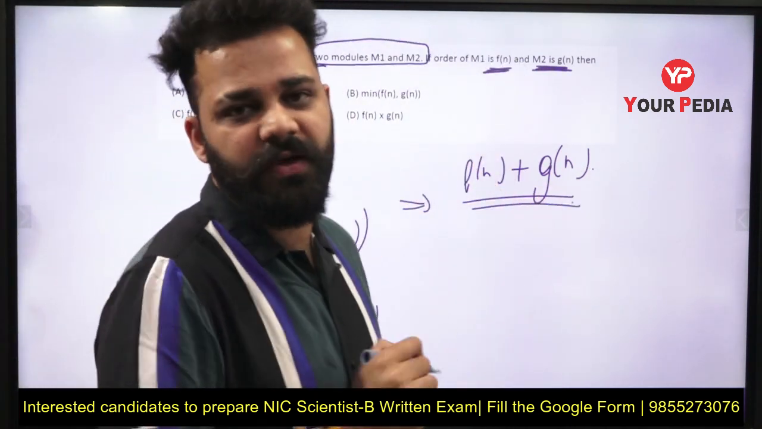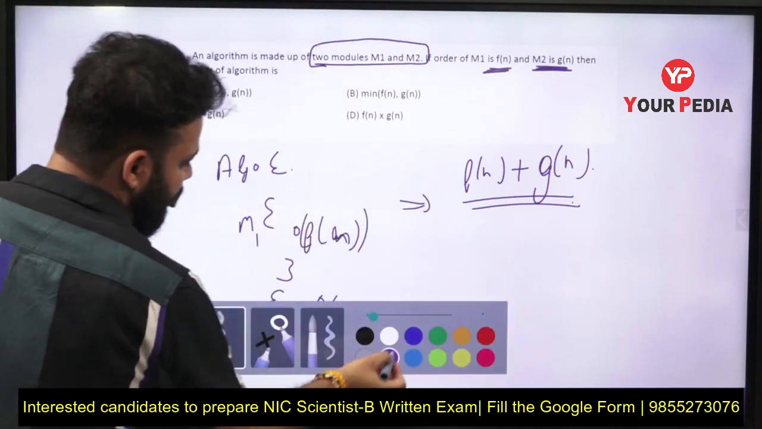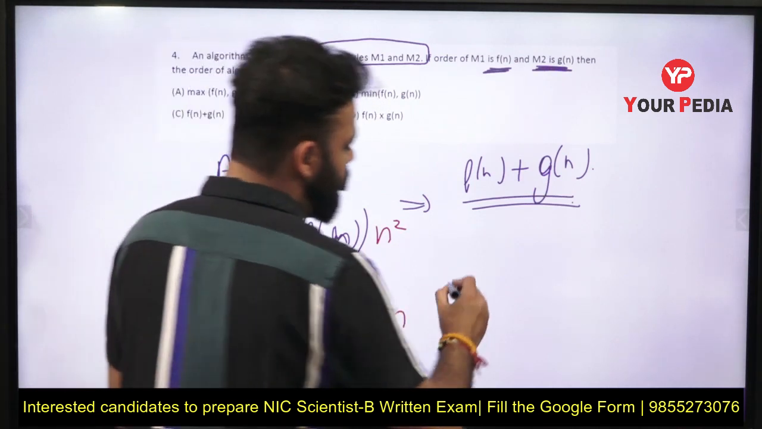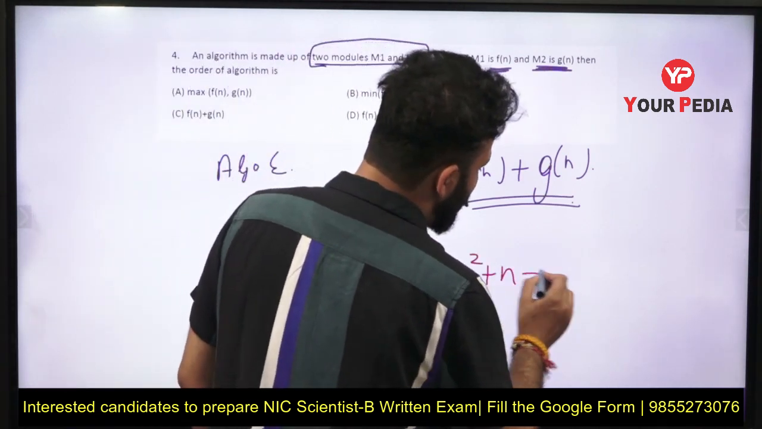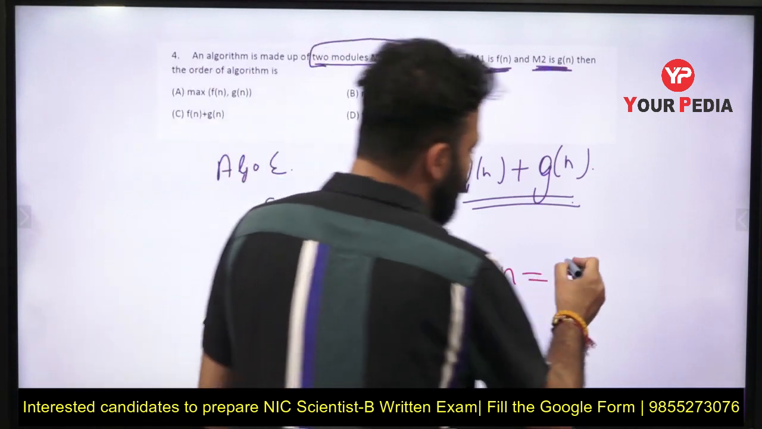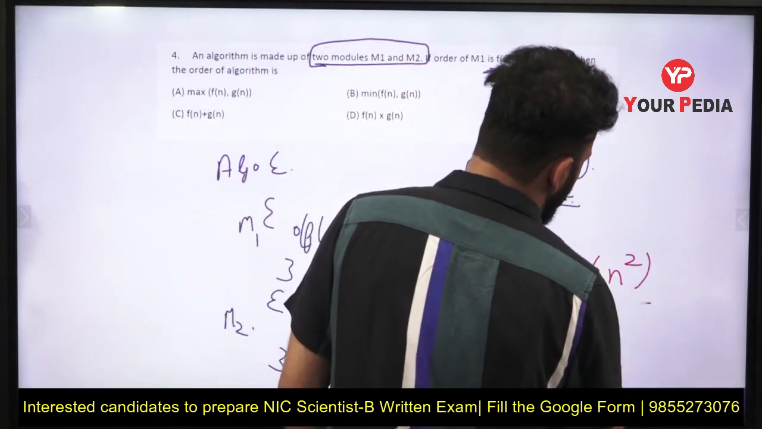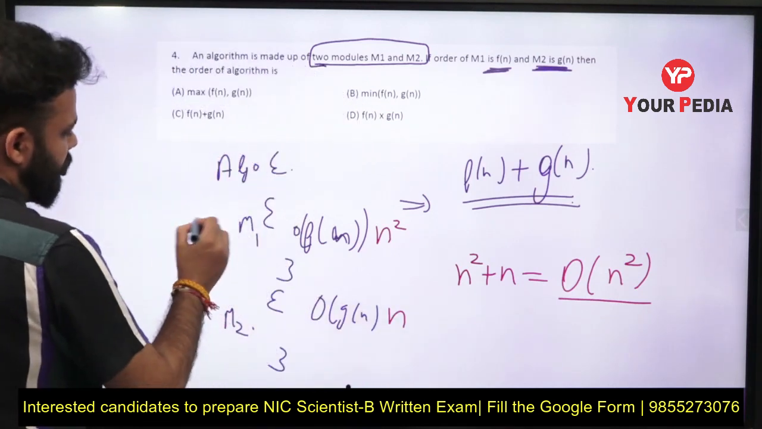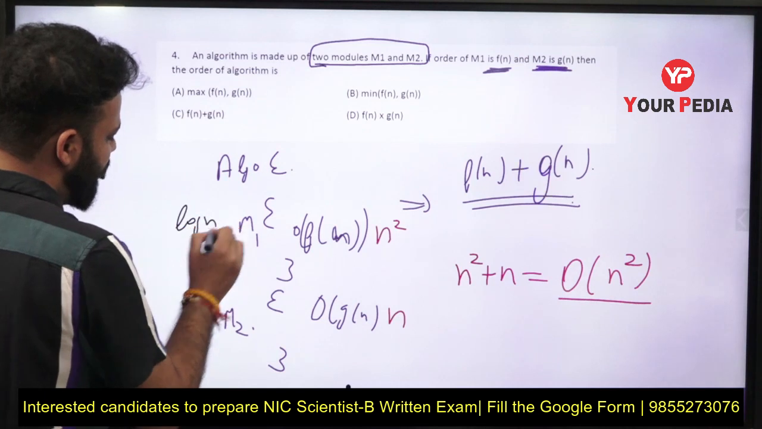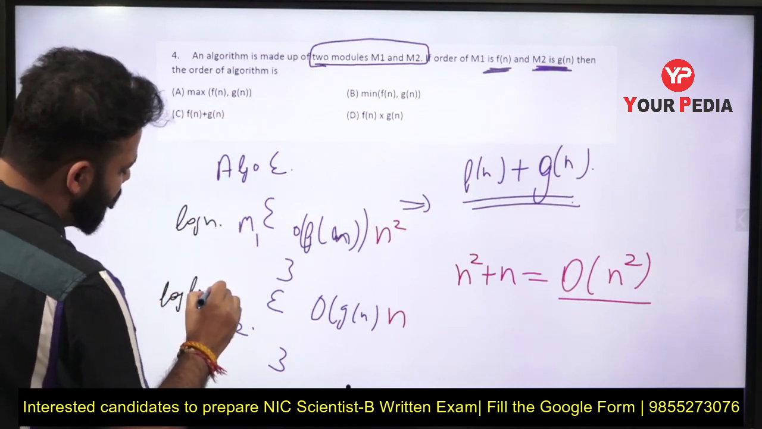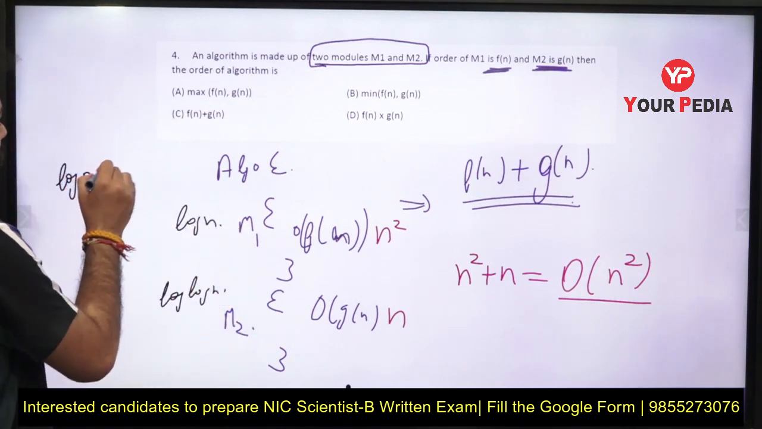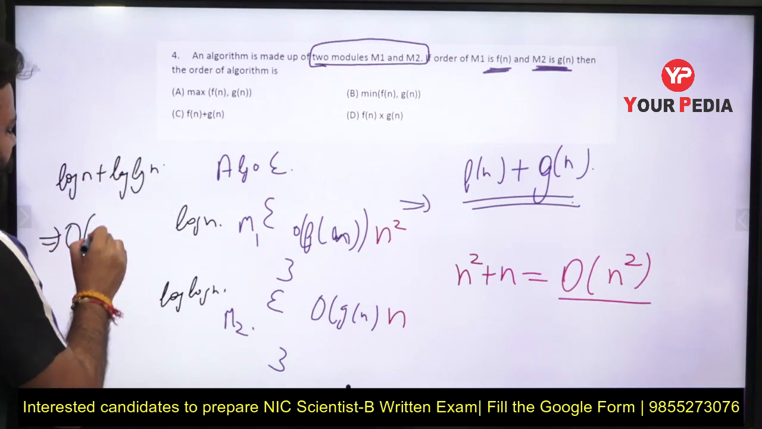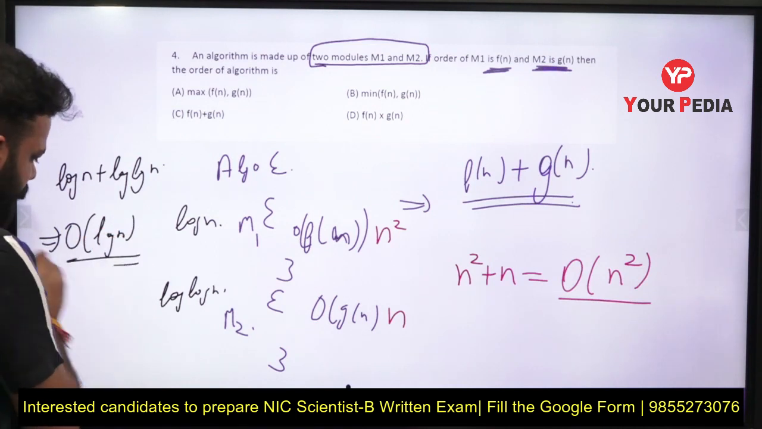But here we will be missing one step. Let's say that the order of this one is n square and order of this is n. So when you add these, n square plus n, when you write this in asymptotic form, you will simply write order of n square. Let's say that f of n was log n and this was log n. So you will add these, log n plus log n. But when you do this asymptotically, you will just take the bigger one.